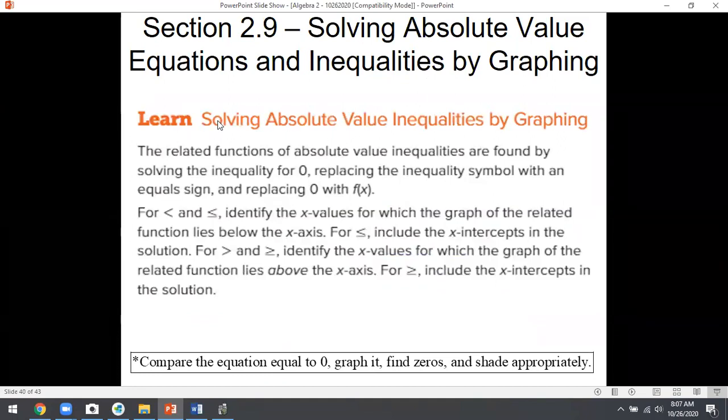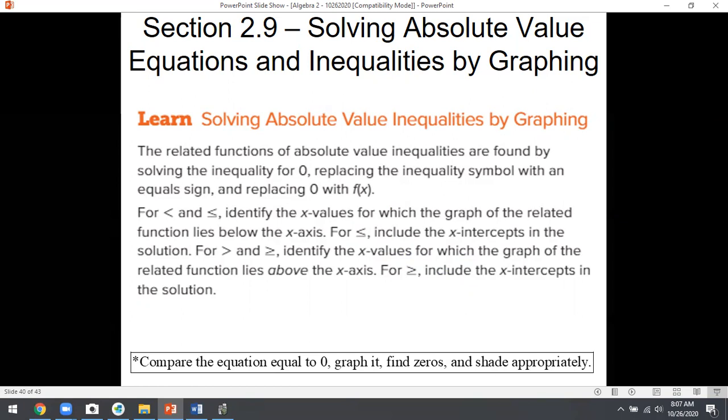Now, let's talk about solving absolute value inequalities. Down here, I have really this exact same note. Compare, I can't say set equal to because it's not an equal, it's not an equation anymore. But I can still say compare it to 0. Now, with inequalities, that's when something's more than or less than, so this will involve shading. I'll shade above the x-axis, or below the x-axis sometimes. Beyond that, it's really the same kind of deal.